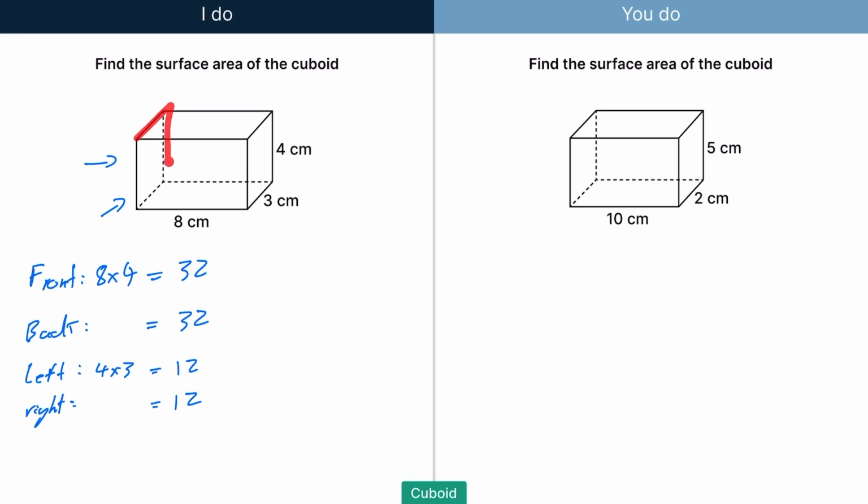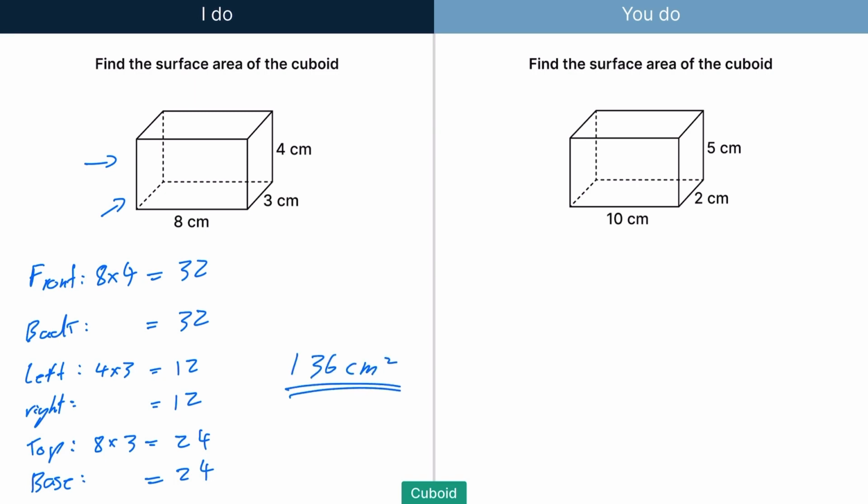So we've now just done this, and we've also done this. That leaves us with just 2 faces. That's this one up here, which is the top, and this here, which is the base. And they're both the same as well. So the top is going to be 8 times 3, which is 24. And let's just say the base, again, it's going to be the exact same. So that's just 24. And now all I need to do is total all of these up, and the answer I get is 136 centimeters squared. That is my final answer.